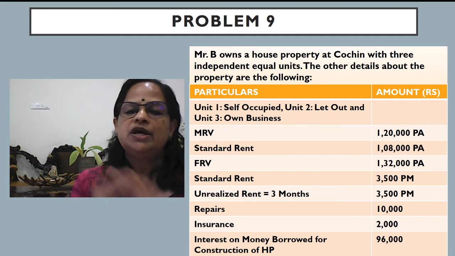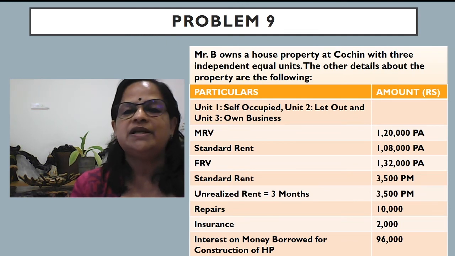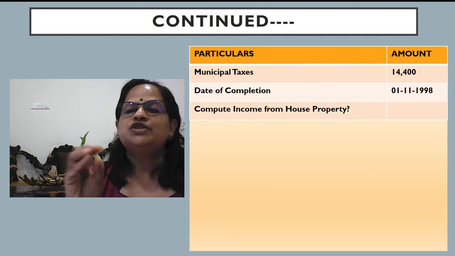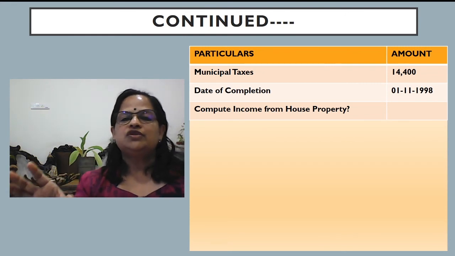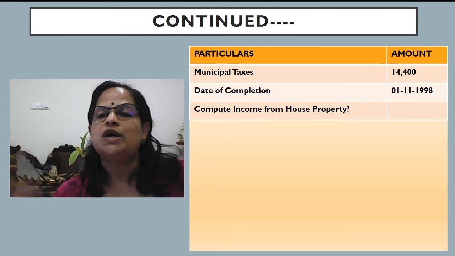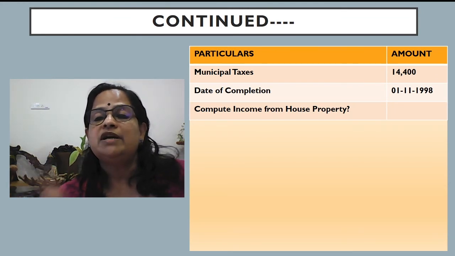Repairs not allowed, insurance not allowed, interest on money borrowed for construction of house property 96,000, it's allowed. Municipal taxes 14,400. Date of completion is 1/11/98. So compute income from house property. You have to remember that this is a loan taken before 99.